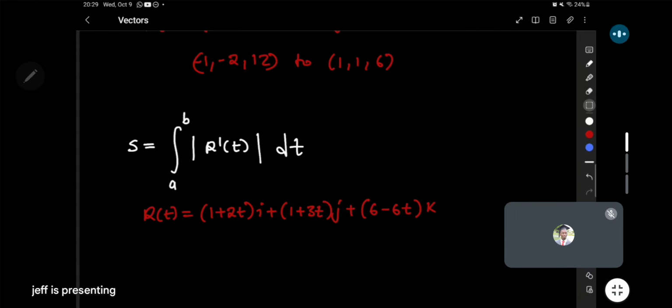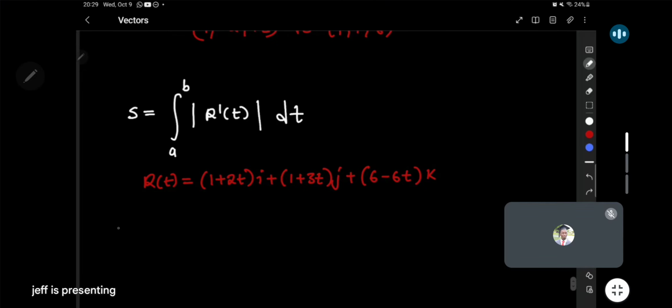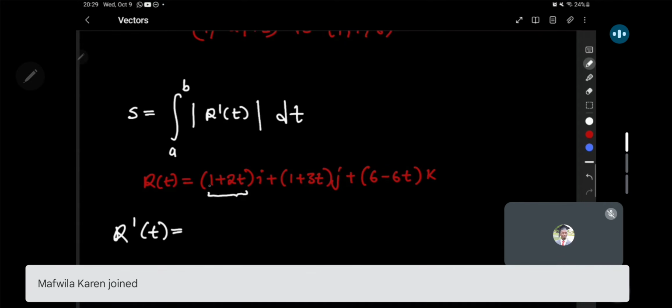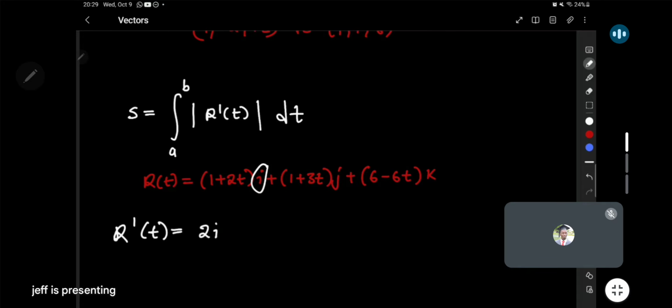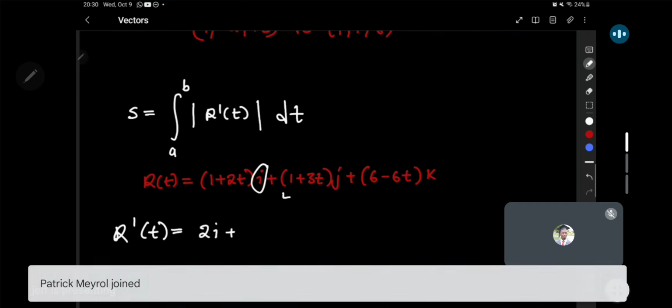So from here, first thing, as you can see, R prime. So you want to differentiate the position function. When we differentiate this expression, what do we get? R prime, a function of t, will be equal to, when you differentiate this part here, the derivative of 1, that is 0, the derivative of 2t, that will just be 2. So when you differentiate this part, you get 2. Don't forget the unit vector. This is still there. So 2i. Then plus, now we differentiate this part here.